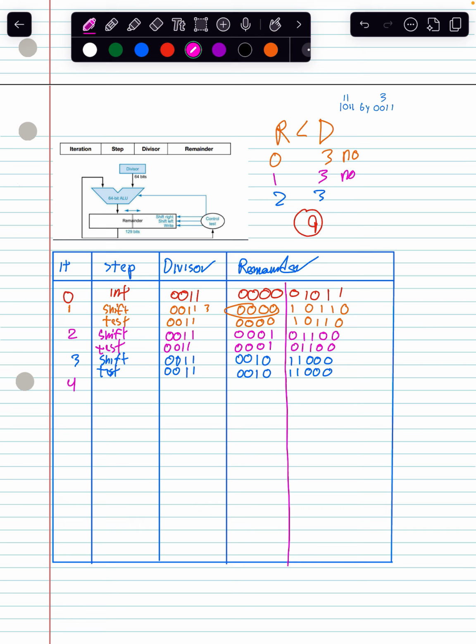Now on to the fourth iteration. Now we're going to shift it. Okay, so now is 5 greater than 3? Yes, yes it is. So we're going to subtract. This is the test phase. Going to subtract. So what is 5 minus 3? That's going to be 2. So the remainder is going to become like so.